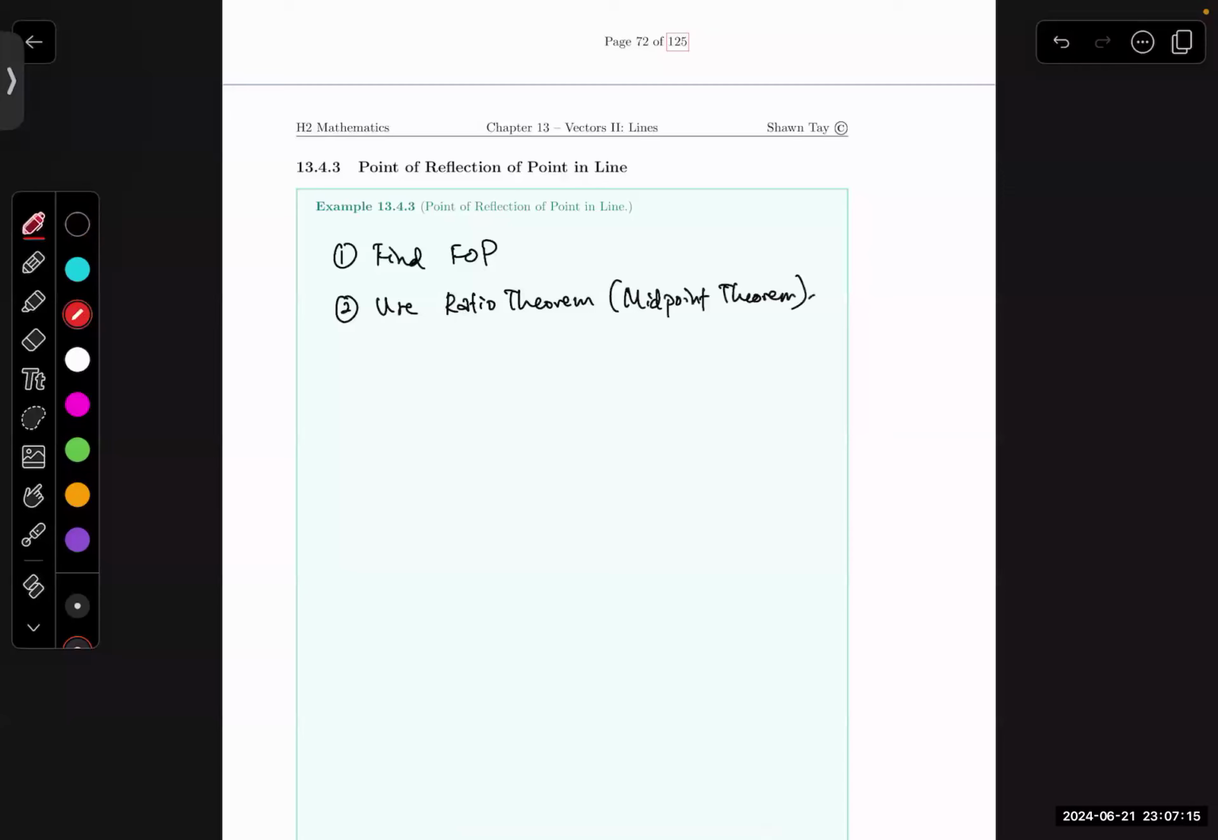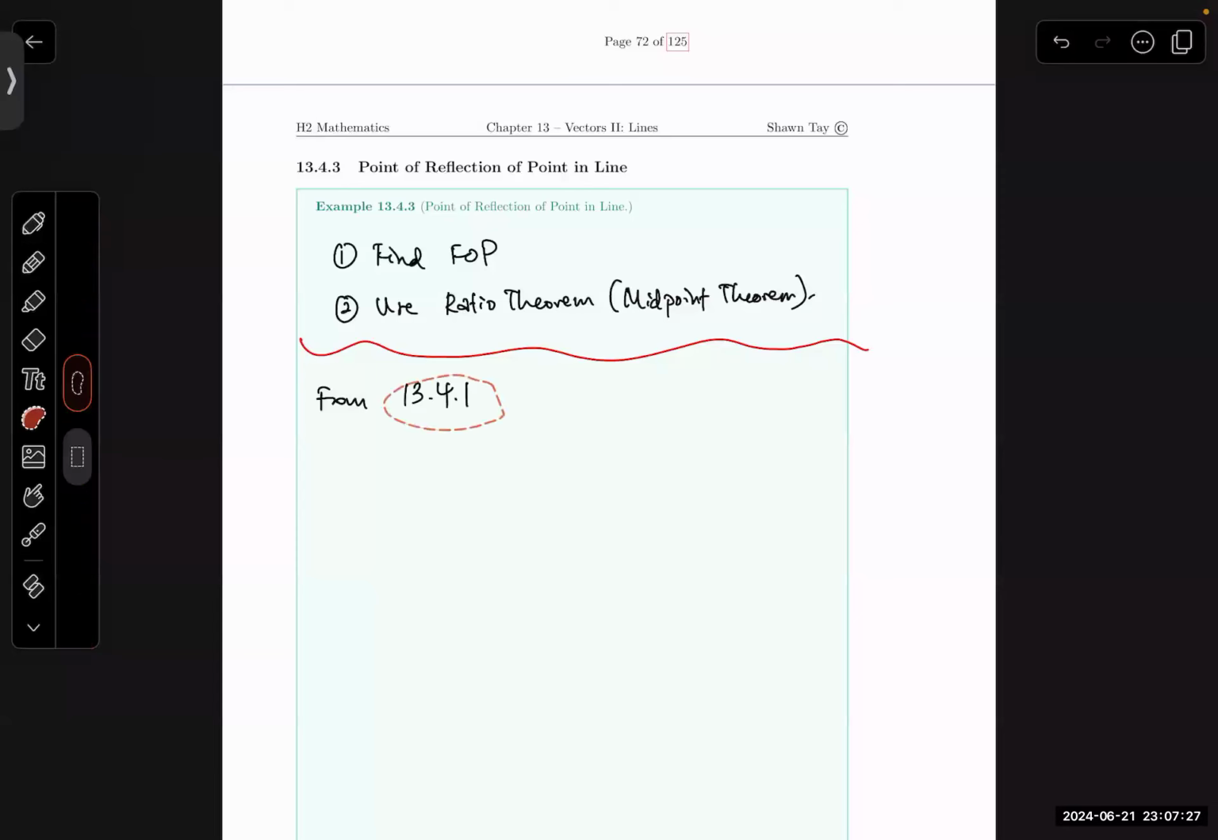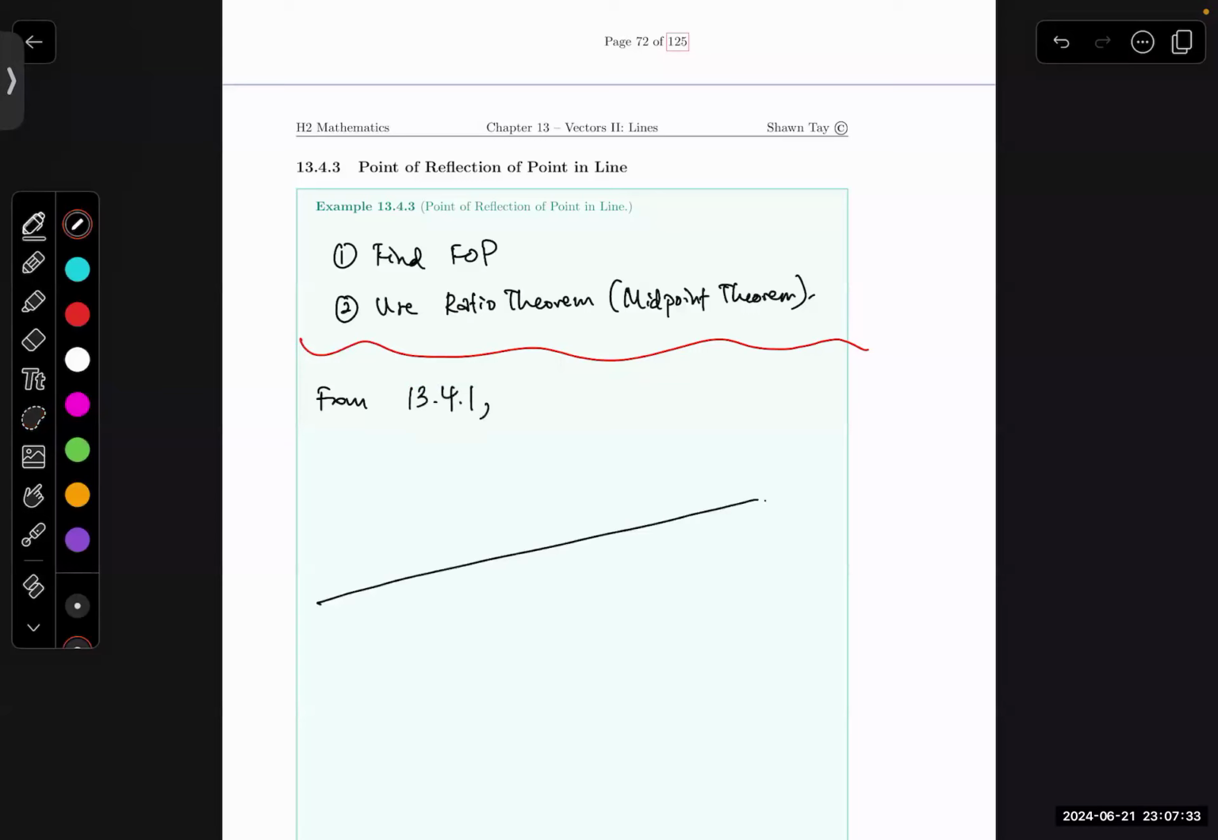From example 13.4.1, our foot of perpendicular was found to be (0, 1, 0). A is, I think, (1, 0, 0). I'll scroll up and check.